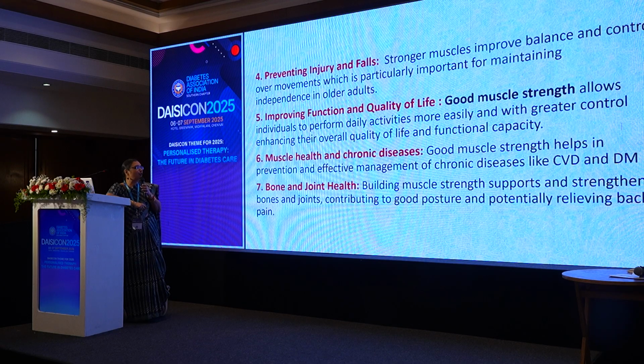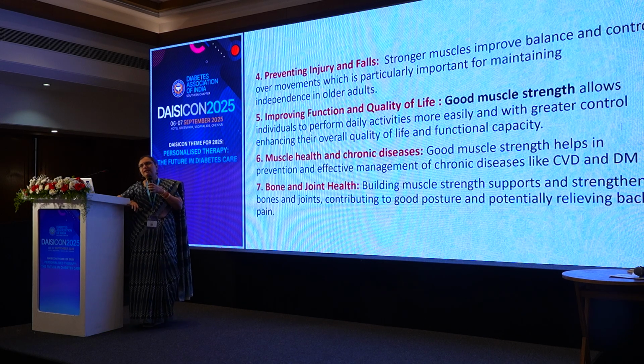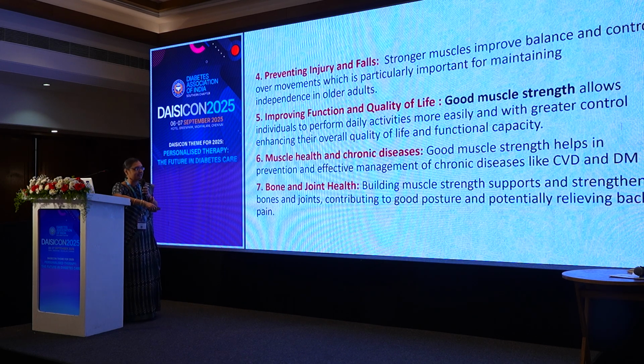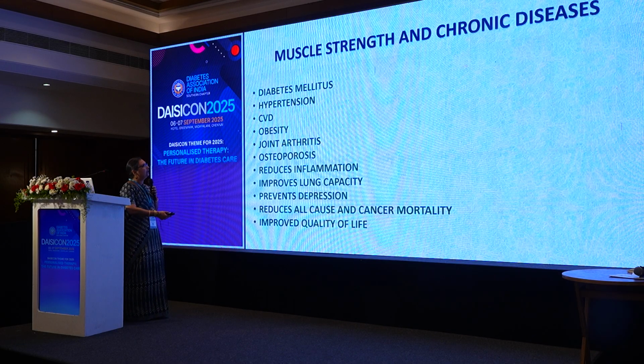And we all know the bone and joint health. Bone is always dependent on the muscle. Whenever the bone mass has to be adequate, it is dependent on the muscle strength and muscle mass. And more than all these things, the topic of today is muscle health and chronic diseases. This is very important. We will get to know that it is very useful for effective prevention and management of chronic diseases like CVD and diabetes.